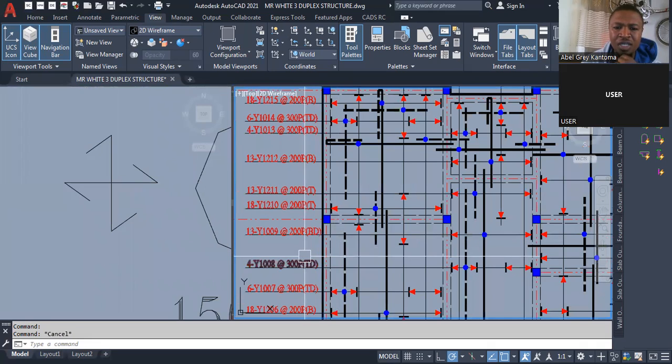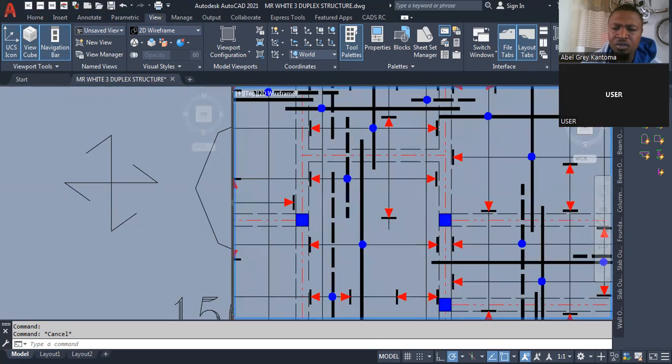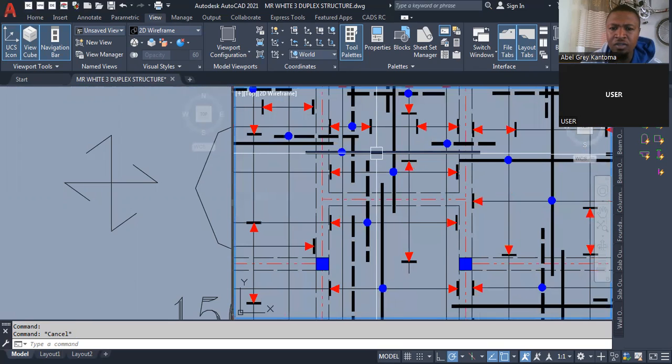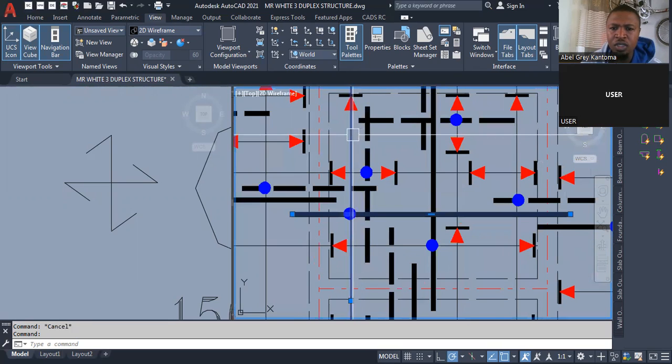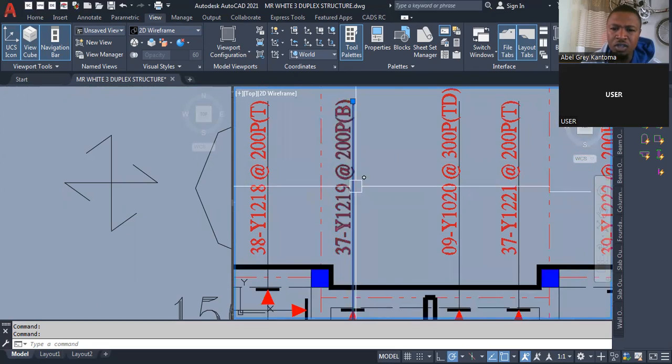Along the long span, you can decide to provide a minimal reinforcement. That is a reinforcement that is not the main reinforcement. I'm going to show you that. If we come here now, look at this reinforcement. For example, this is a call out. This is the call out for this reinforcement.